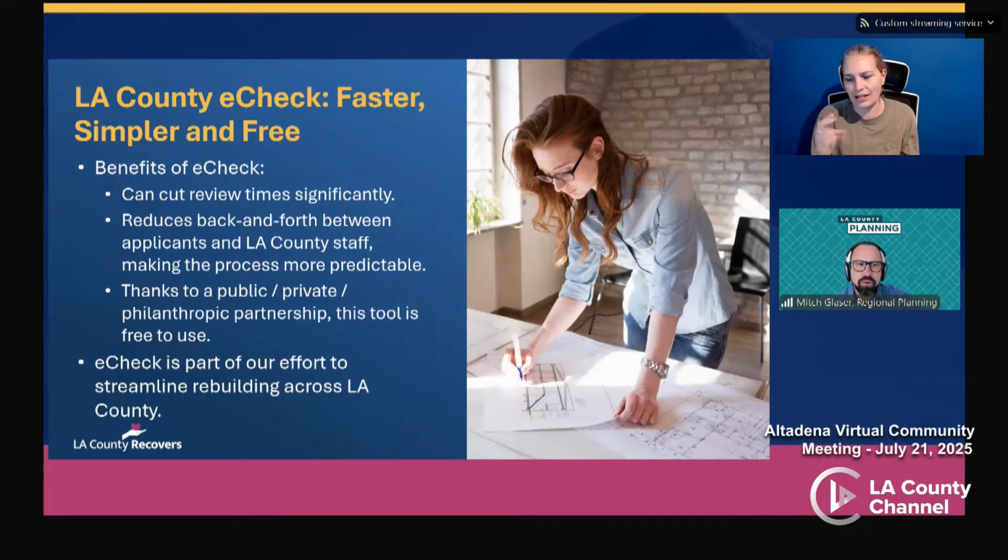So just more general benefits. It can cut review times. It reduces back and forth between applicants and our staff. As I mentioned, it makes the process more predictable. And this tool is free to use thanks to that public-private philanthropic partnership.